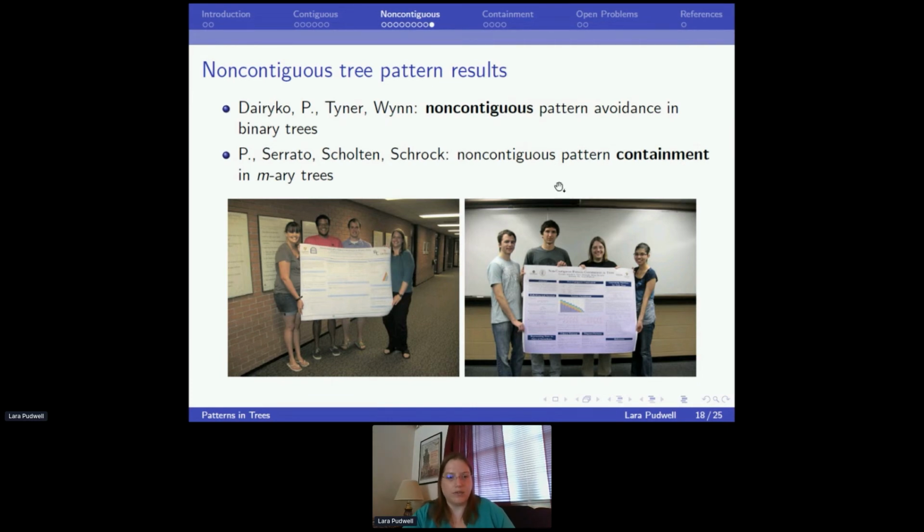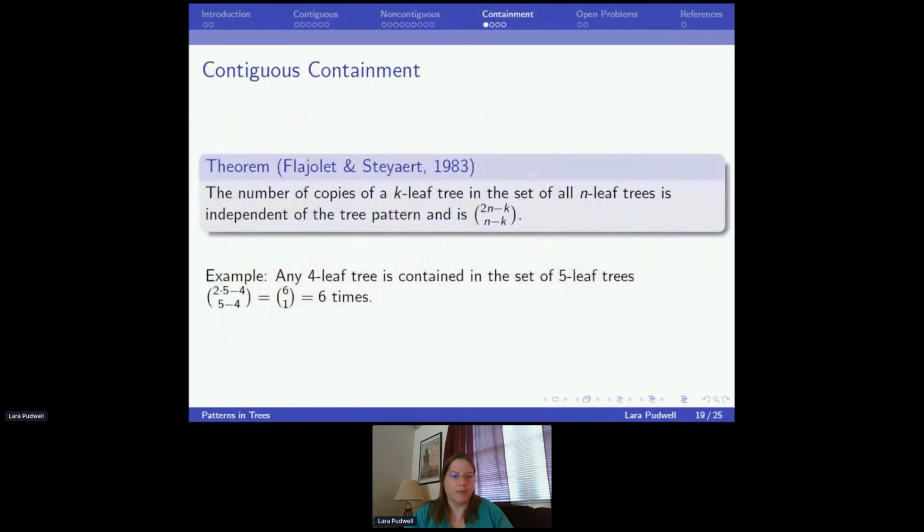They said, why are we always avoiding patterns? What if we try containing them? Well, that involves going back and looking at the literature to say, okay, what's already known about tree containment? Because this was all inspired by a tree avoidance talk. And it turns out the results for tree containment have roots that are even further in the past.